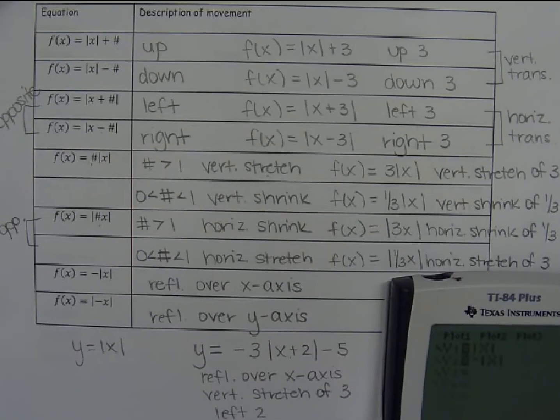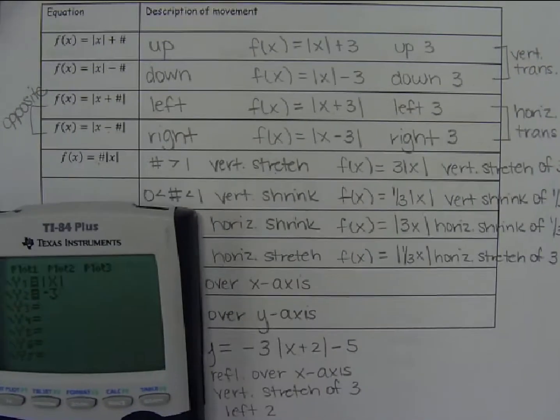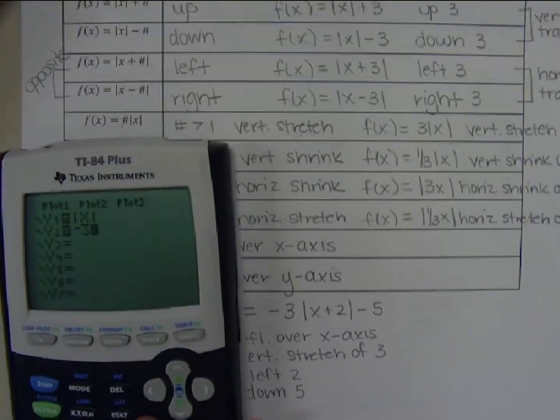And then we can actually graph them both and see if we're right. So I have -3. Lift it up a little for you to see.